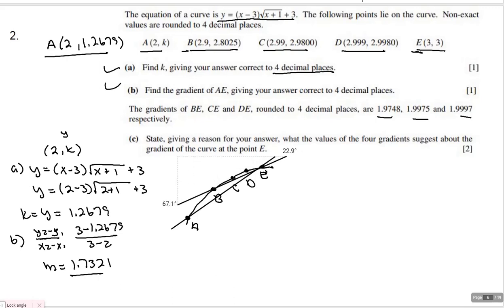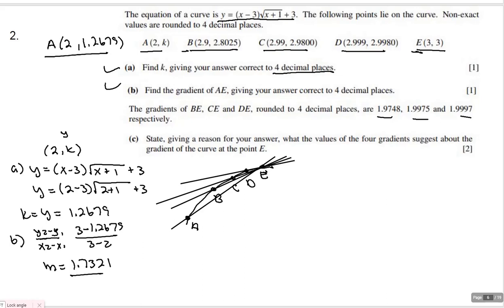And see, now what they're saying is that if I find the slope BE, which is going to be the slope between these two points, it's 1.9748. And then it says the point CE, which is the slope between these two points, is 1.9975. And then it says the slope between DE, which again is closer and closer, and it looks like this, it's 1.997.